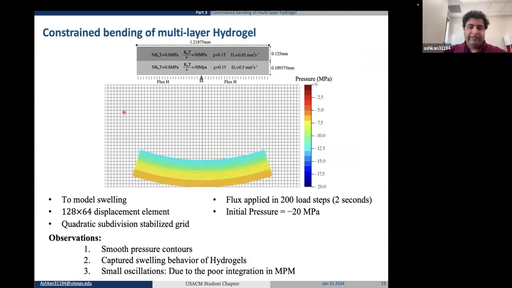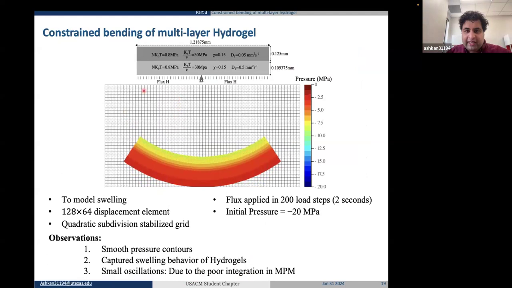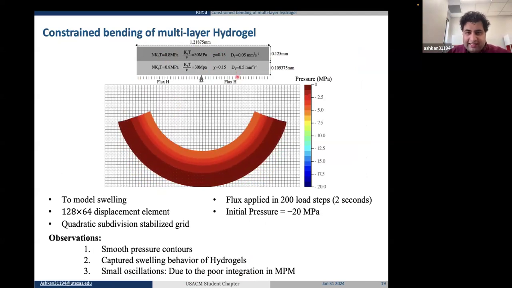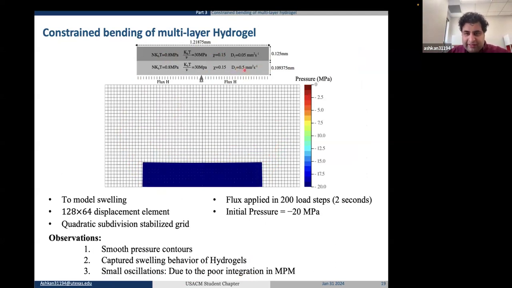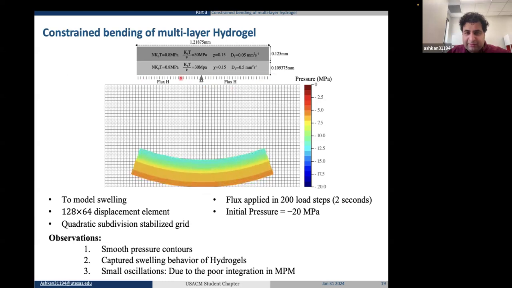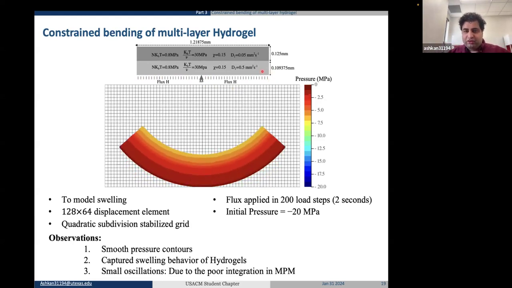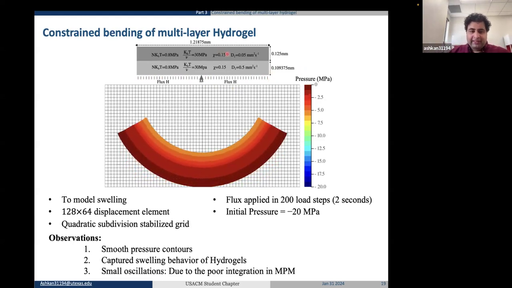Now, I show you the constraint bending of a multi-layer hydrogel. We have two gels. All material properties are the same except the diffusion constant. The diffusion constant of the bottom one is 10 times the diffusion constant of the top layer. And we apply flux or Neumann boundary condition to the material points here. And this beam starts bending because it wants to swell more than this part.